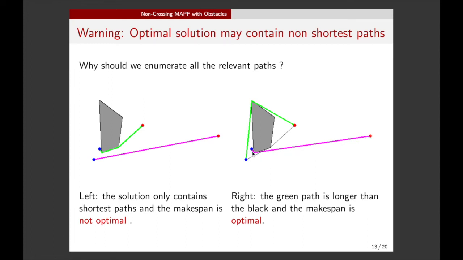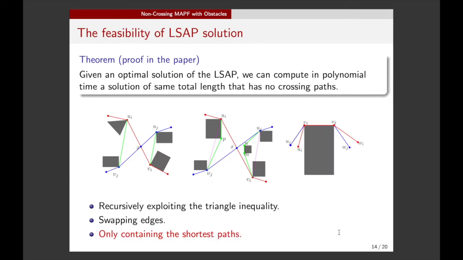The purple path is still the shortest path. However, to avoid crossing the purple path, we plan another green path, which is no longer the shortest path. But in this case, the makespan is optimal. In this paper, we are able to prove that given an optimal solution of LSAP, we can compute in polynomial time a solution of the same total length that has no crossing path.